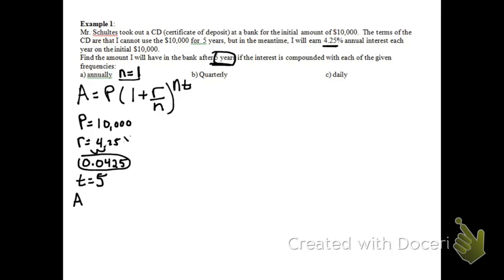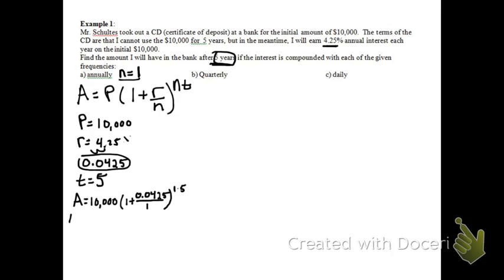So we're going to have A equals 10,000. That was our initial investment. And then it's going to be 1 plus the interest rate as a decimal, 0.0425. We're going to divide that by N, which we know is 1. All of that's to the power N times T, which is really 1 times 5.